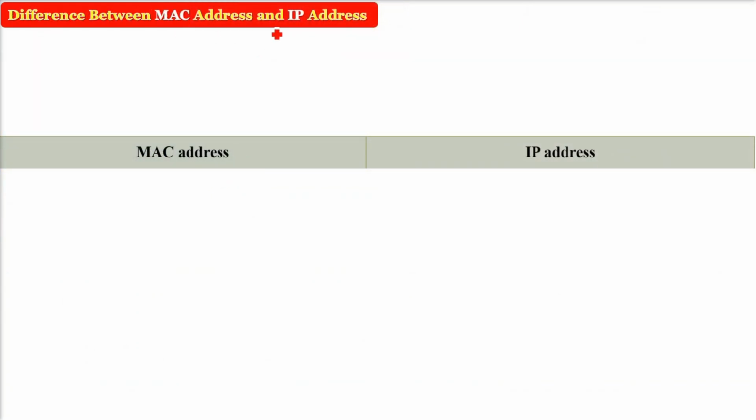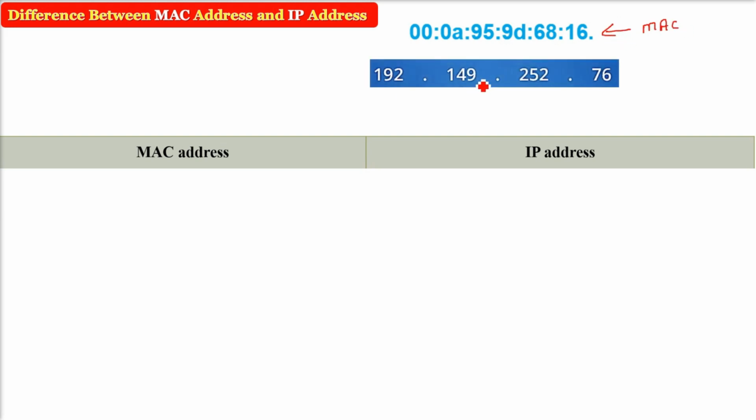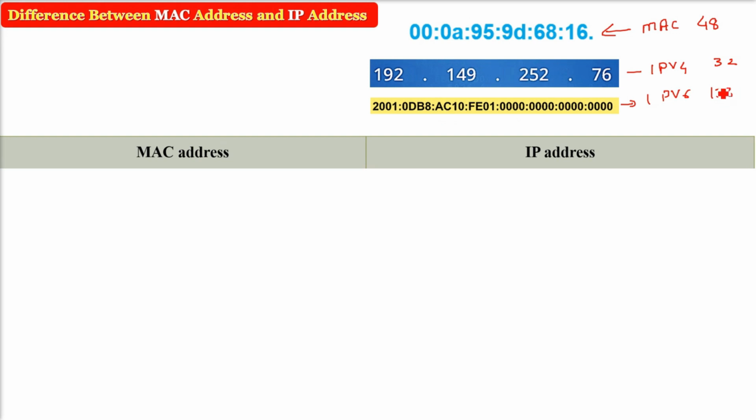What is the difference between a MAC address and an IP address? Before we go ahead, this is an example of a MAC address, media access control. This one is an IPv4 dotted decimal format. This is IPv6, which is again hexadecimal, 128-bit. So the first one, your MAC, is 48-bit, IPv4 is 32-bit, and IPv6 is 128-bit.